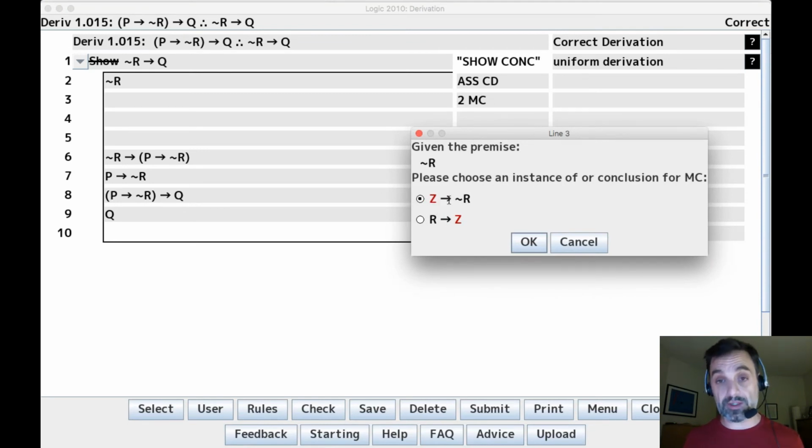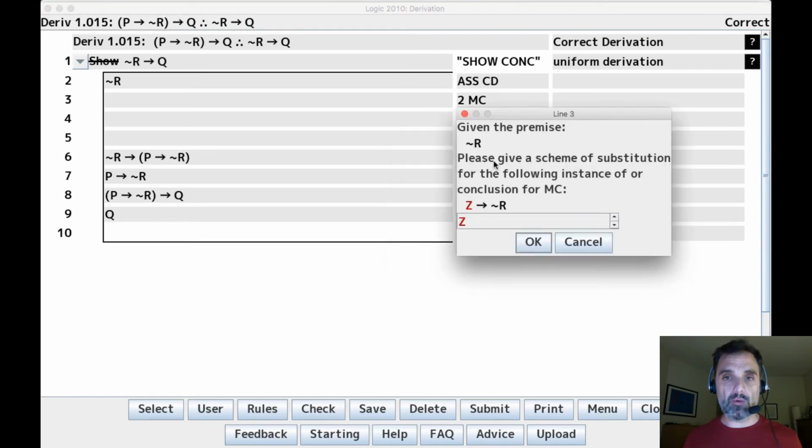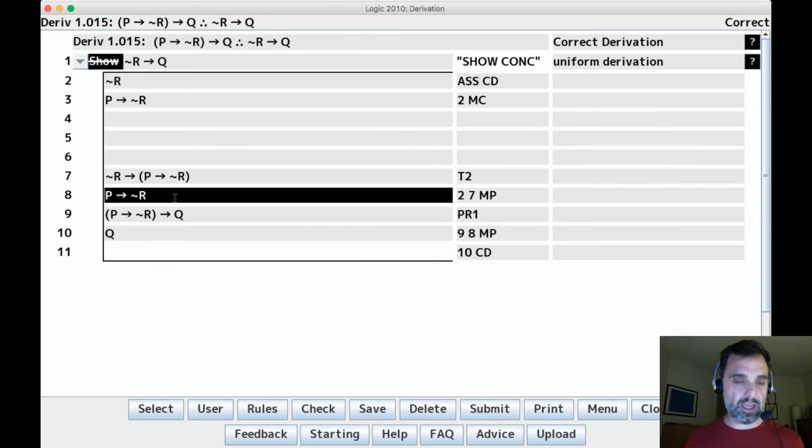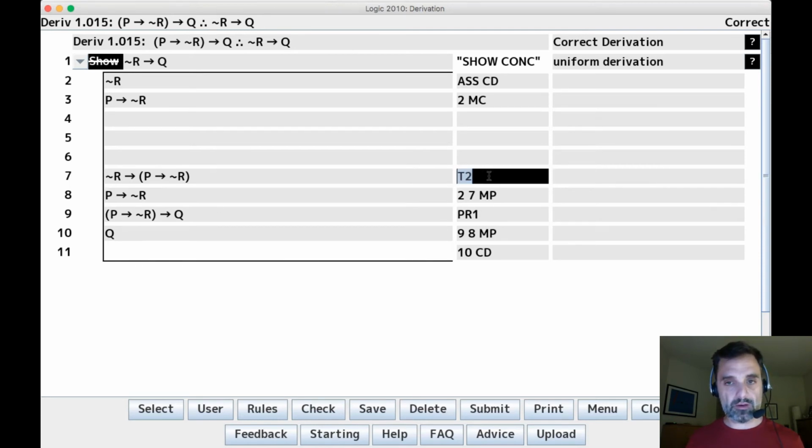What's clear is this is the one we want. And what do we want z to be? We want z to be p. So there we go, and right there's 8, and we got that by doing theorem 2 and then 2 modus ponens. But here we just apply MC directly to line 2, and we get if p, then r.